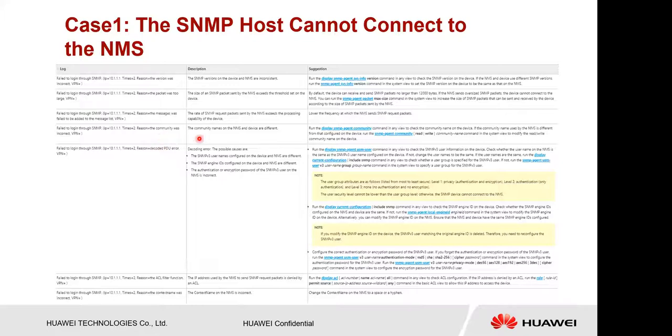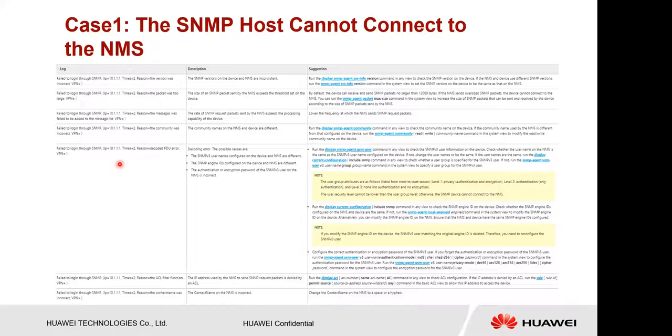The fourth reason is the community was incorrect. The community names on the device and the NMS are different. So you can reconfigure the SNMP community read and write, and you also need to make sure that the one you configured on the device and the one you key in on the NMS are the same. This reason applies to SNMP v1 and v2c.